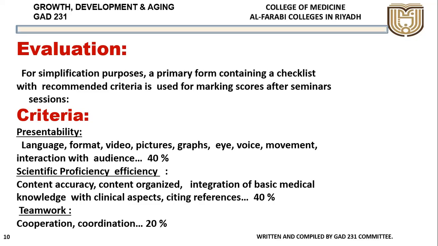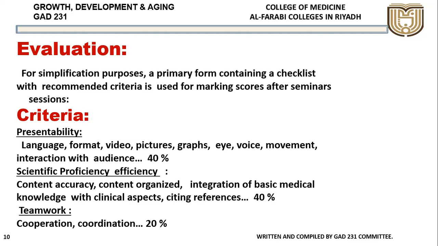Any other questions regarding this? Did you get the criteria? The presentability, the scientific proficiency, as well as teamwork. Is it clear how we grade you, how we give you the marks? Presentability will carry 2 marks, scientific proficiency will carry 6 marks, which is a recent change, and teamwork will carry 2 marks.